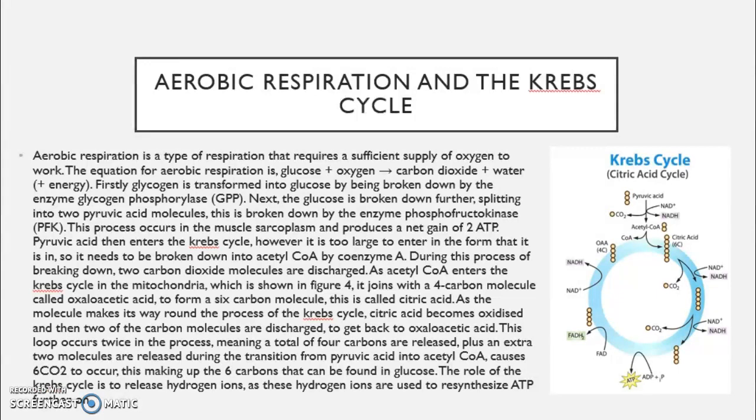That might sound familiar, it's because citric acid is also in fruits and stuff like that. As the molecule makes its way around the Krebs cycle, citric acid becomes oxidized, and then 2 of the carbon molecules are discharged to get back to oxaloacetic acid. This loop will occur twice in the process, meaning a total of 4 carbons are released, plus an extra 2 molecules are released during the transition from pyruvic acid into acetyl-CoA, causing 6 CO2 to occur. So this makes up the 6 carbons that can be found in the glucose.